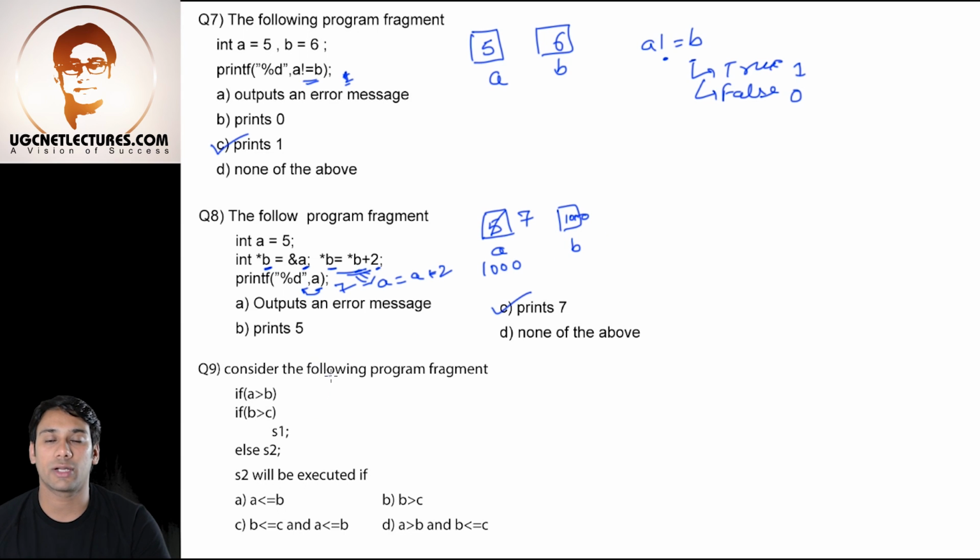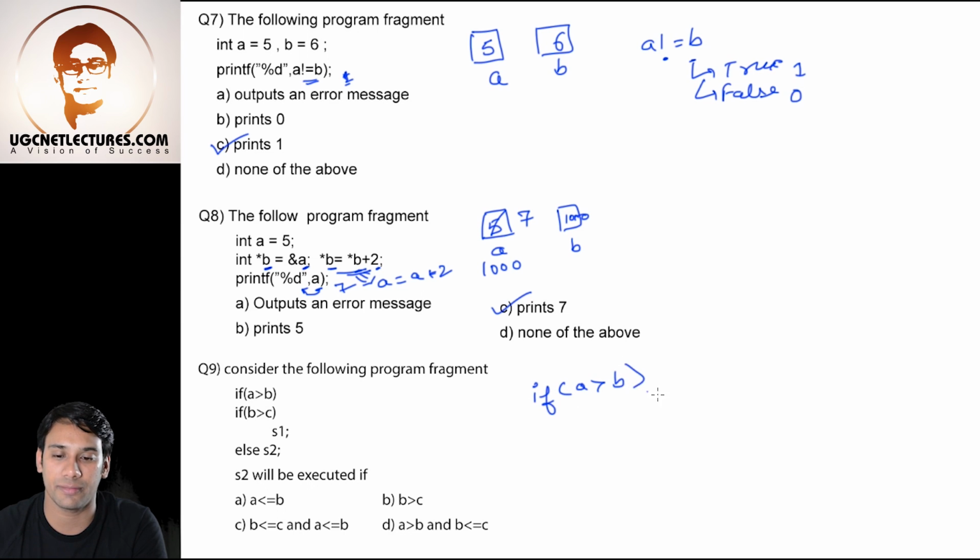Okay. So now check out the next program. In the next program, they are giving some if-else statement and they are asking: the statement S2 will be executed if. So when will the statement S2 be executed? Okay. So here these if-else statements actually mean something like this, because they are nested if-else. So if A is greater than B, then if B is greater than C, then execute S1, otherwise execute S2, right?